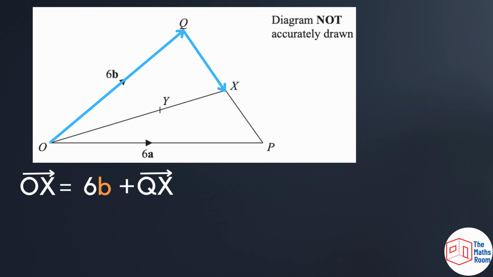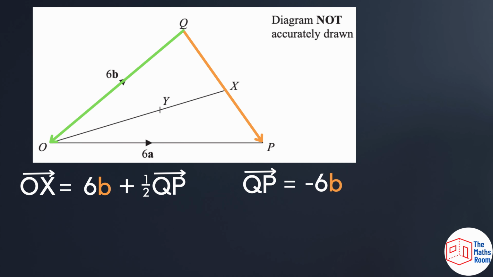Now is the point that we run out of information, so we need to look around and see what we can get. We don't have QX. However, we could get QP, and then we know that X is the midpoint of that line. So if we found QP, we could simply just halve it. Let's have a look. To get from Q to P, we can't go directly there. However, if we go QO, which is negative 6B, and then OP, which is plus 6A, we've now got QP.